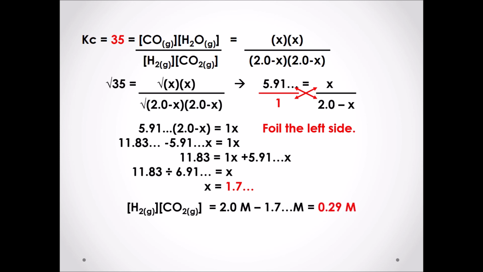Well, we can now determine our concentrations of both reactants and products. Remember, the concentration of both reactants was equal to 2.0 minus x, which will now be 2.0 minus 1.7. The concentration of both reactants is 0.29 moles per liter at equilibrium.